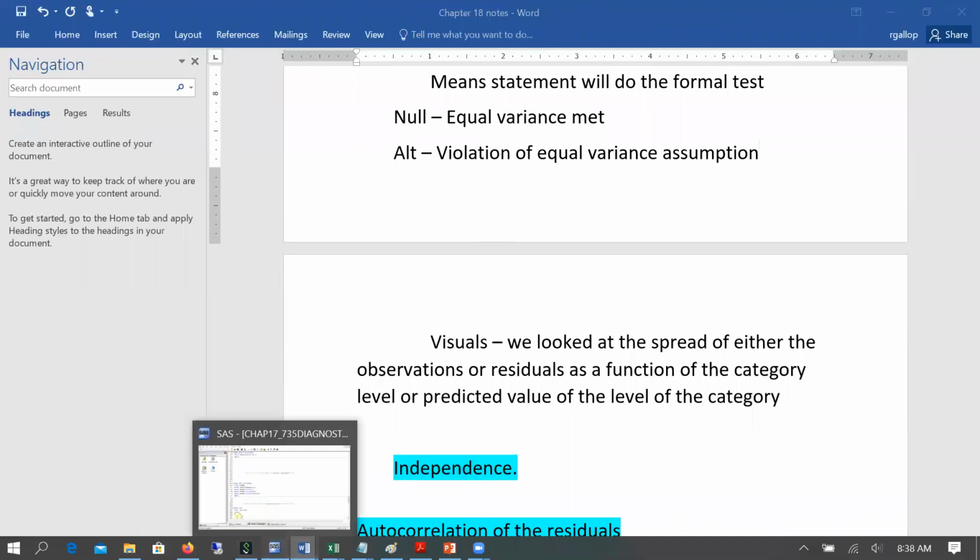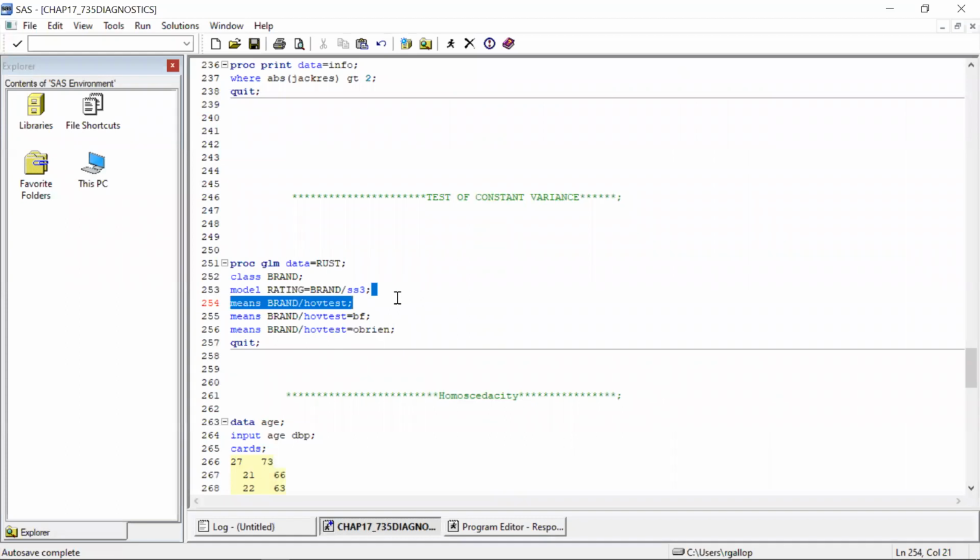If we get back to the code, here's the HOV. HOV test equal BF. There are other forms of the homogeneity of variance test. Line 254 is going to do the Levene's test. It's the default. It's actually the one we want. The Brown-Forsythe and the O'Brien are refinements of the Levene's test, and they allow for deviations from normality of the observations. If the observations deviate from normality, we wouldn't be doing an ANOVA model. So again, the Levene's test is the one we want.